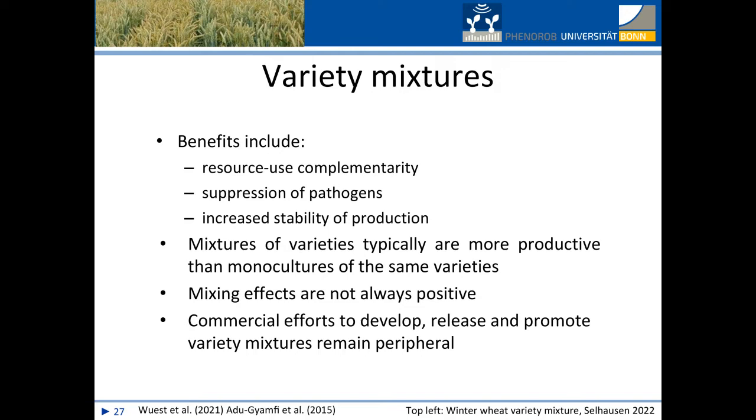Some variety mixtures, for instance of maize and of spring wheat, were approved for cultivation by the Bundessortenamt. However, commercial efforts to develop, release and promote variety mixtures remain peripheral.